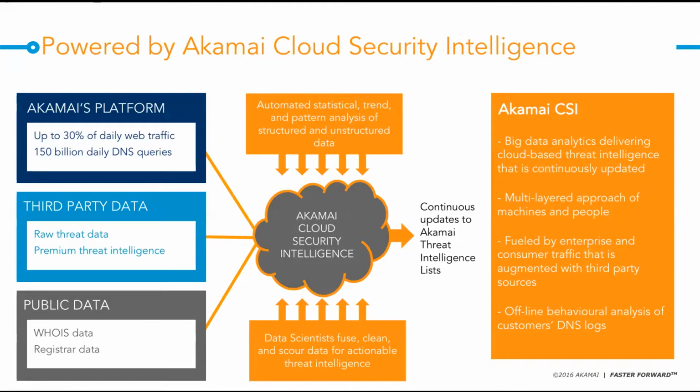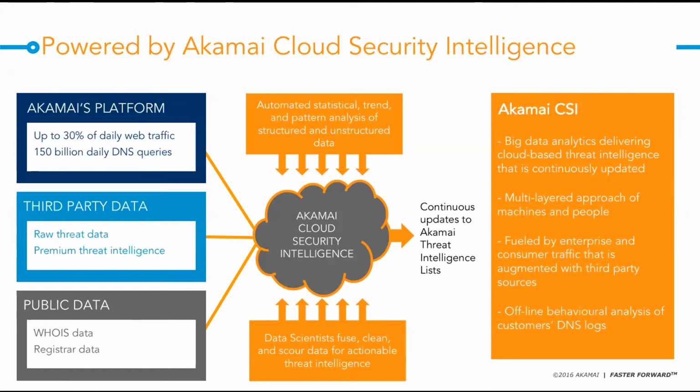The value that Akamai brings to this service is our cloud security intelligence. So Akamai has unique visibility into enterprise and consumer web and DNS traffic. On our CDN platform, we carry a vast amount of daily web traffic, up to about 30%. So using this data, we can identify billions of IP addresses connecting to web applications served by Akamai. We can identify where the bad actors are and what malicious activity they're doing.